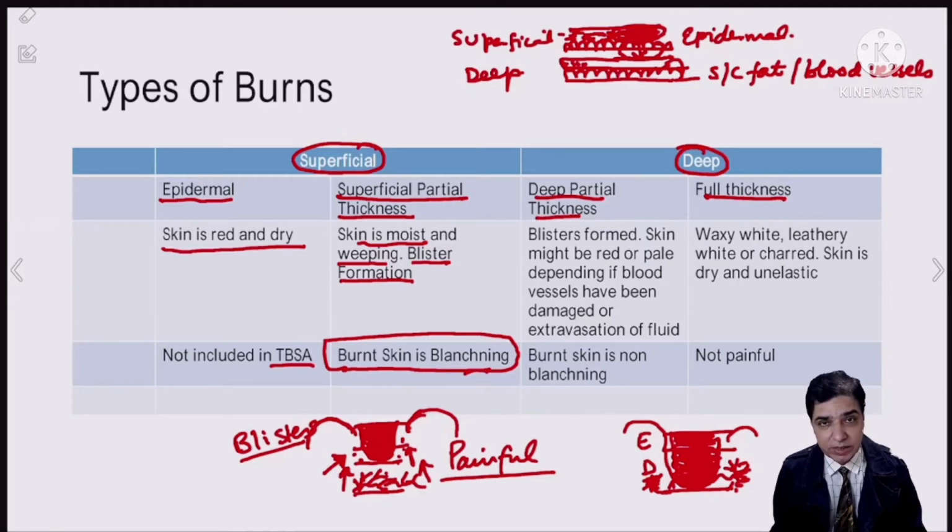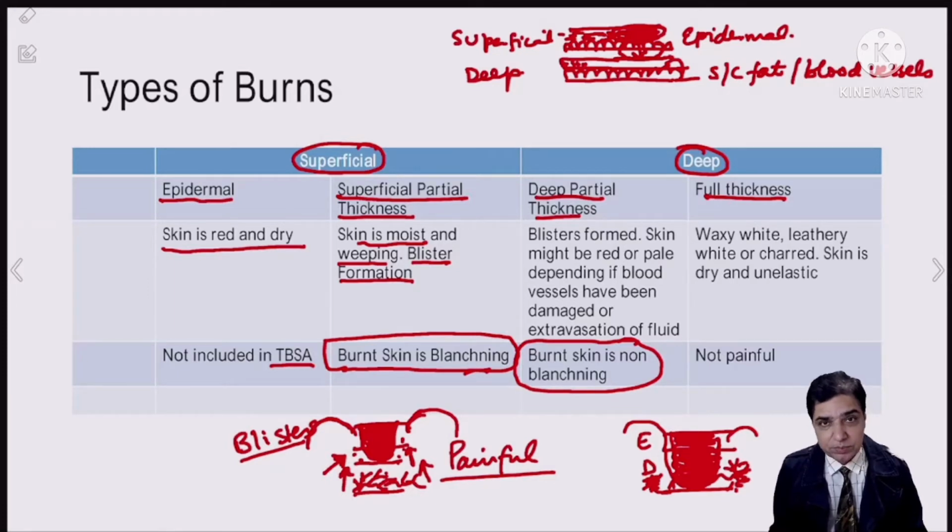Remember, whenever there is a burnt area, sometimes it is very difficult to decide if the burn is a superficial partial thickness or a deep partial thickness. So how do we know? Again, as I said, the skin would be blanching in case of a superficial partial thickness burn, and it would be non-blanching in case of deep partial thickness. So the burnt skin is non-blanching. This is how you differentiate if you cannot determine just by looking at the burnt skin, because blisters can be a feature of both superficial partial thickness and deep partial thickness burns.